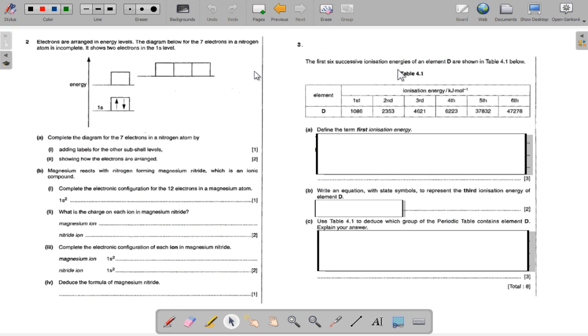So for this question, electrons are arranged in energy levels. The diagram below for the 7 electrons in a nitrogen atom is incomplete. It shows the 2 electrons in the 1s level. So we need to complete the diagram for the 7 electrons by adding subshell notation and the number of electrons to complete our electron configuration. We need to write out the full electron configuration for the magnesium atom. We need to write the charge of a magnesium ion and a nitride ion. And we need to complete the electron configuration of each ion in magnesium nitride. And finally we need to deduce the formula of magnesium nitride.